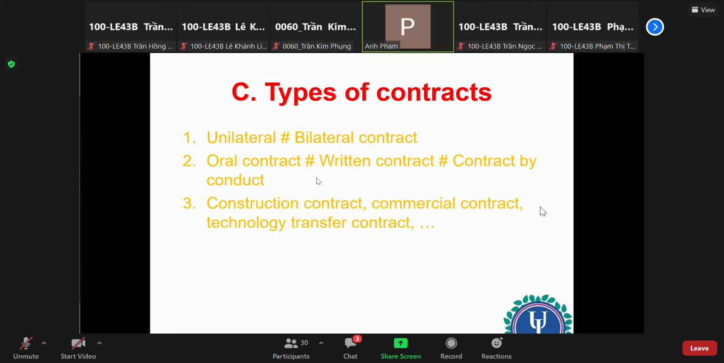A contract by conduct is one in which the terms of the contract are not stated by the parties. The contract is entered into by the behavior of the parties. An oral contract is one in which the terms of the contract are spoken by the parties. So my question is, based on what criteria do people classify the contract into oral, written, and contract by conduct?